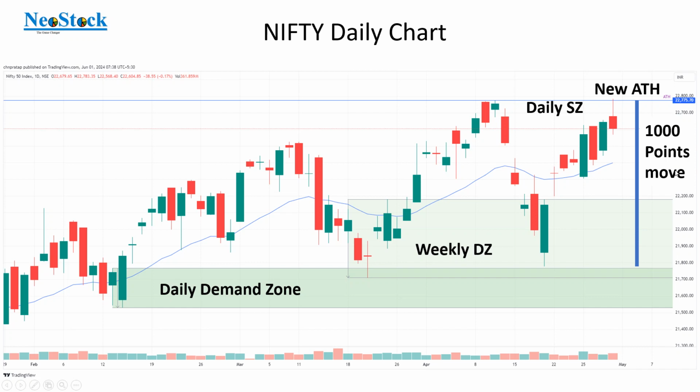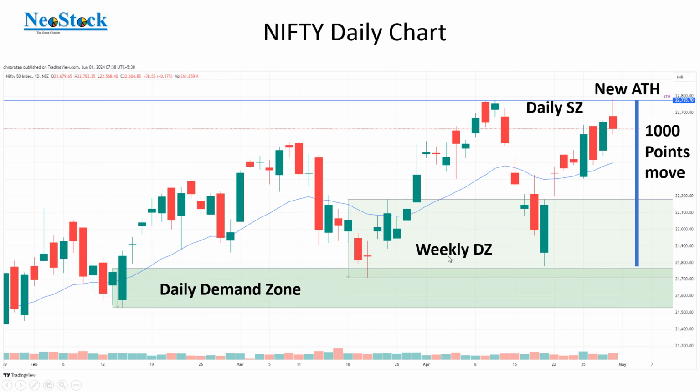What is the reason behind it? The reason is that the daily demand zone, which is responsible for the creation of the weekly demand zone, has a strong order flow, and that gave a very big push. This is how we can interpret. So this is excellent. This is the Nifty example, with daily as the lower time frame and weekly as the higher time frame.